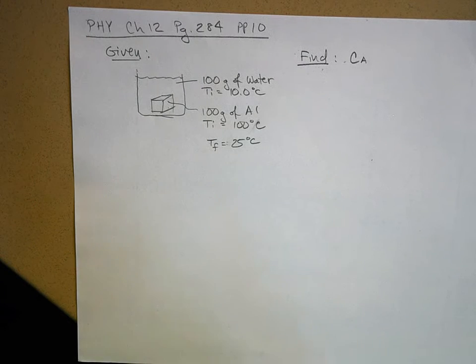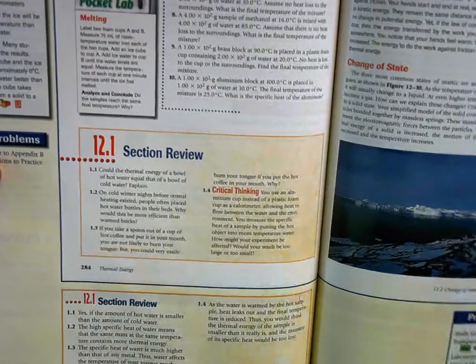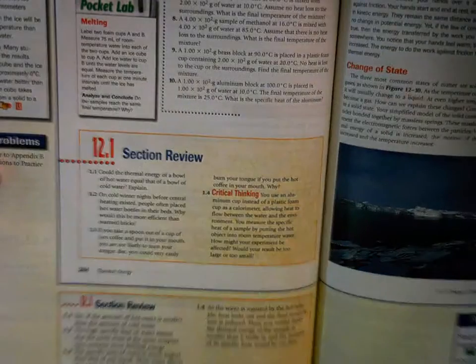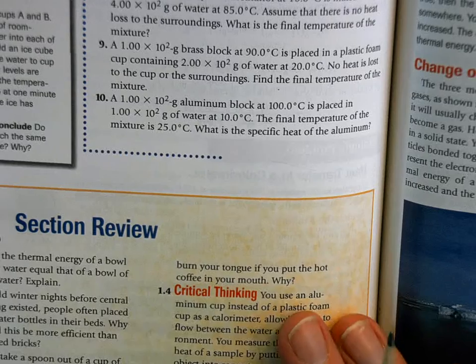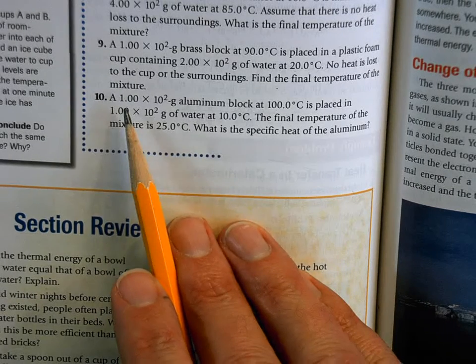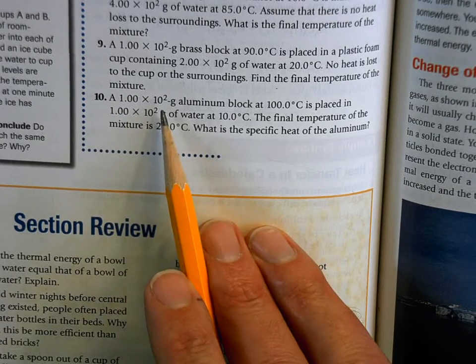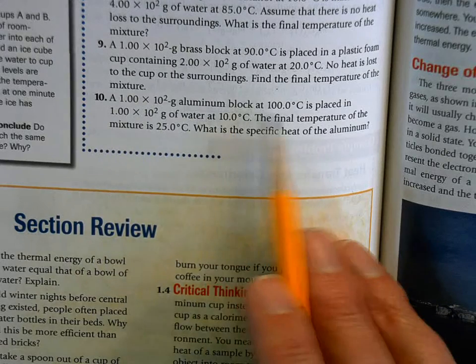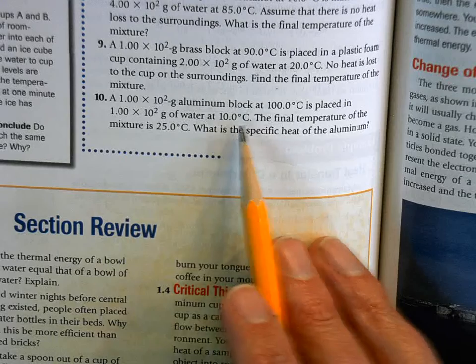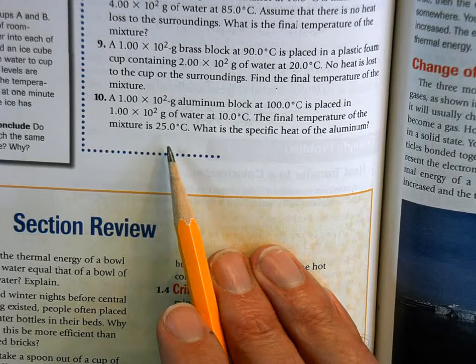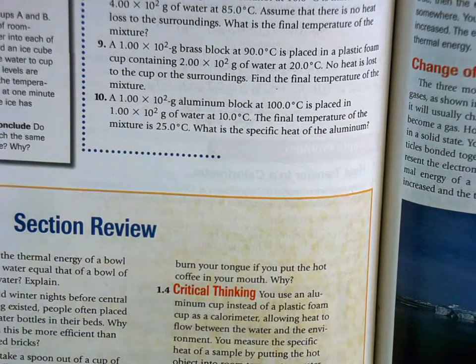Let's do practice problem number 10 on page 284. Here's the problem. Number 10, it's right here. Zoom in on it. It says, well, this is 1 times 10 to the 2, which is 100. 100 grams of aluminum block at 100 degrees Celsius is placed in 100 grams of water at 10 degrees Celsius. The final temperature of the mixture is 25 degrees Celsius. What is the specific heat of aluminum?